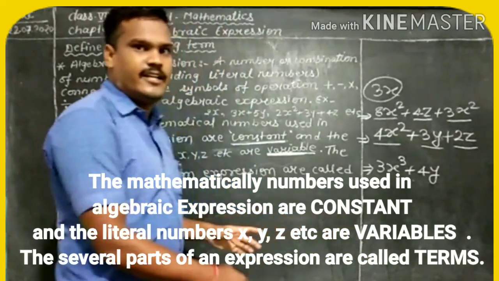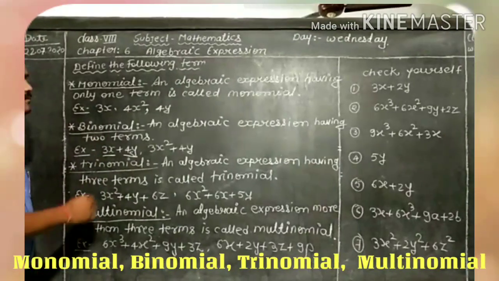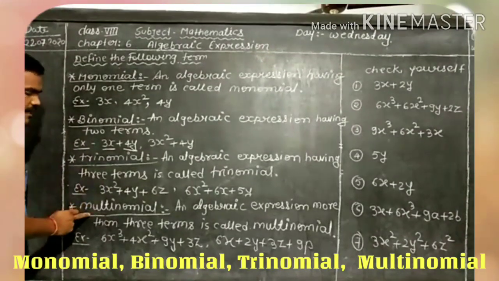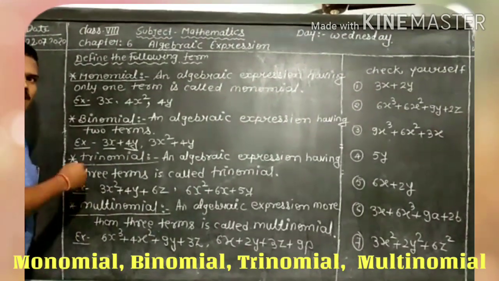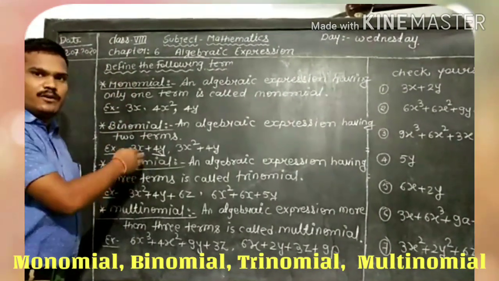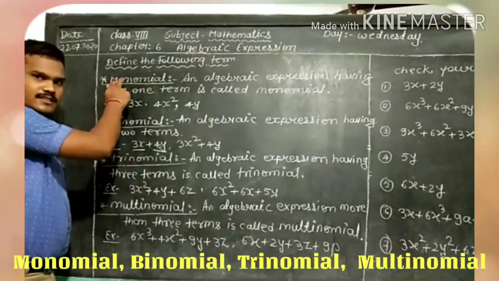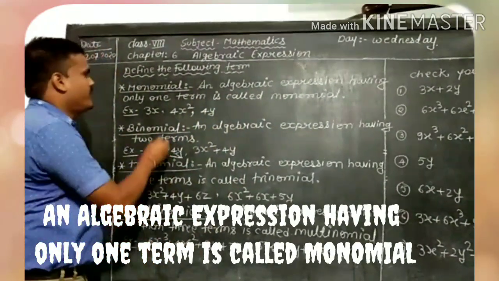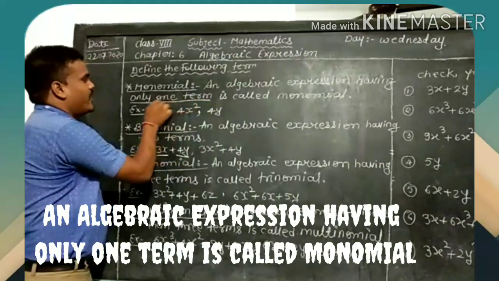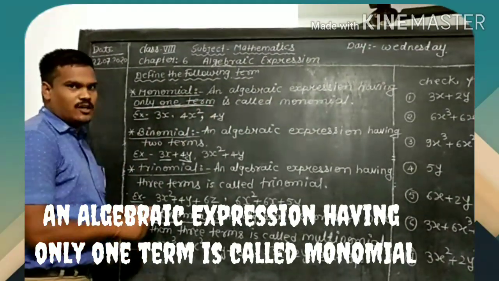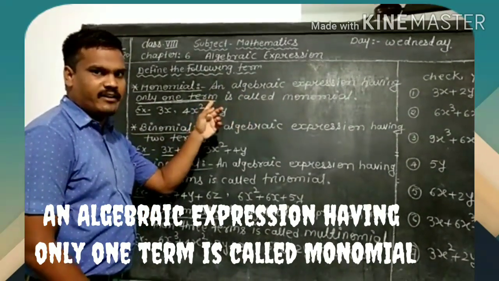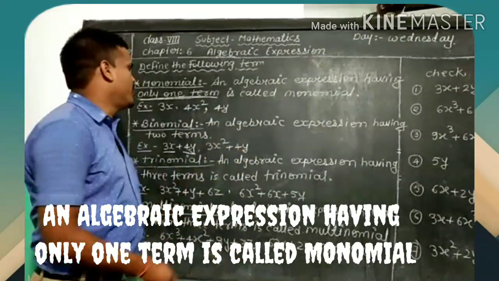So let us see your next part. Let us see here some terms: monomial, binomial, trinomial and multinomial. We shall try to understand the meaning of the following terms. First of all, see the meaning of monomial: an algebraic expression having only one term. If you are looking at only one term, this is called a monomial. Once again, an algebraic expression having only one term is called a monomial.